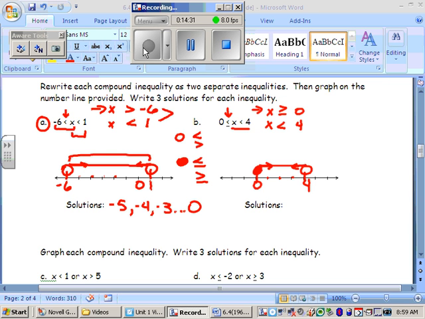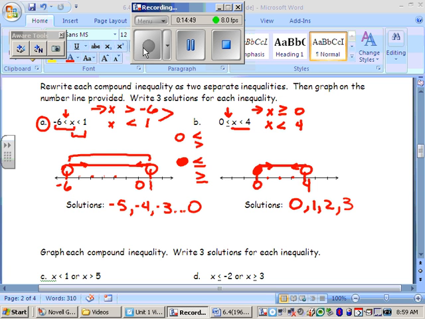Now what are 3 possible solutions? Well, 0 could be a solution, 1, 2, and we might as well just write 3 because those are really the only solutions from 0 and are starting at 0 but less than 4.